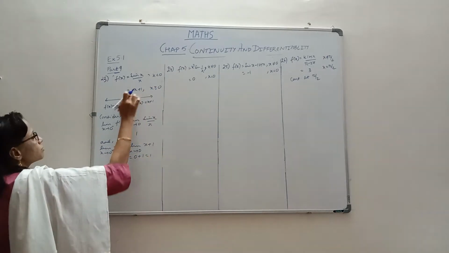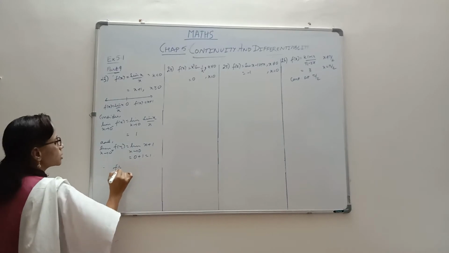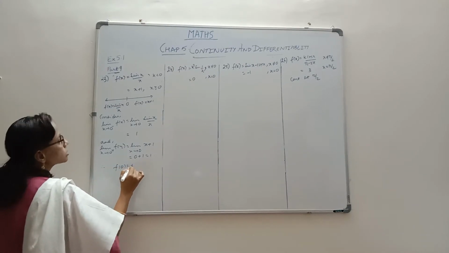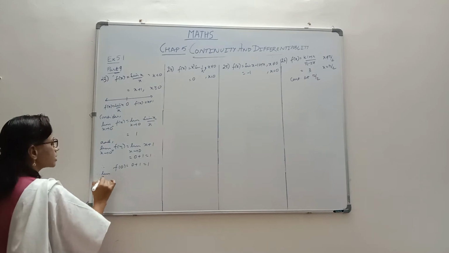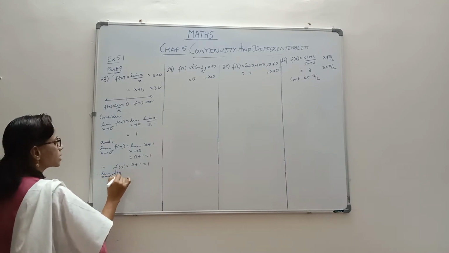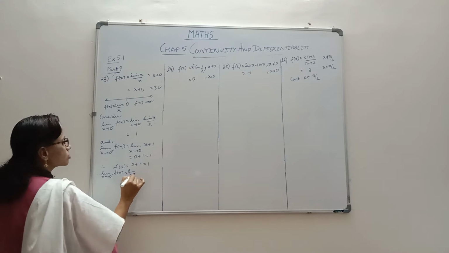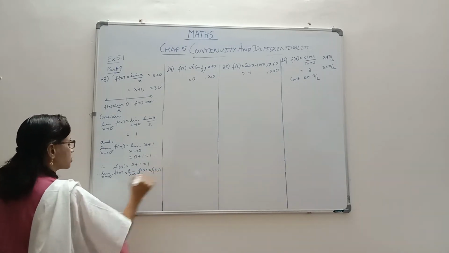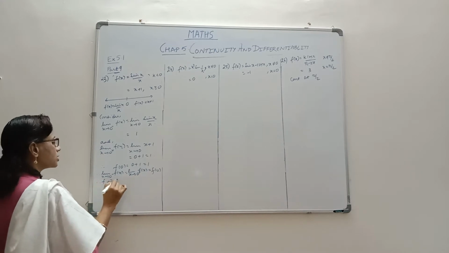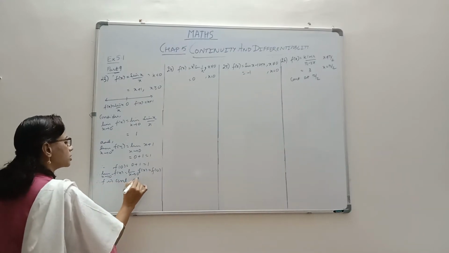At 0 it is defined as x plus 1. So let's find out how it is defined at 0. f at 0 is 0 plus 1, 1. What we conclude here, therefore, is that the limit as x tends to 0 minus f of x is equal to the limit as x tends to 0 plus f of x, which is equal to f of 0. Therefore f is continuous at x equal to 0.